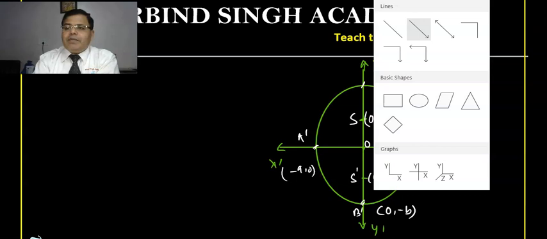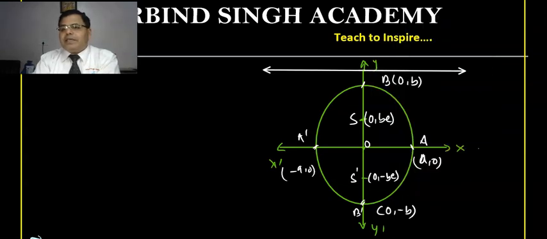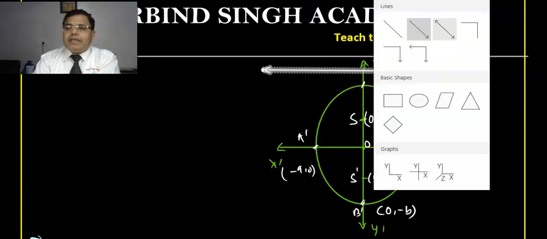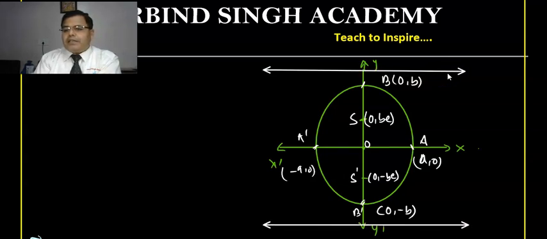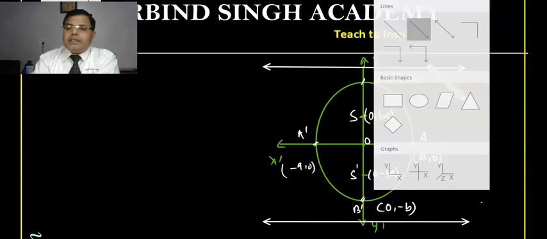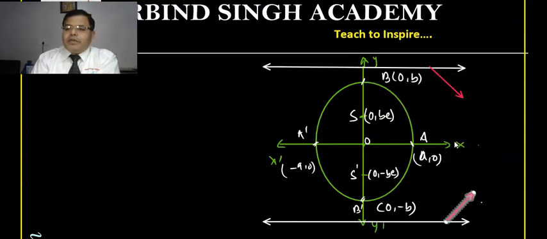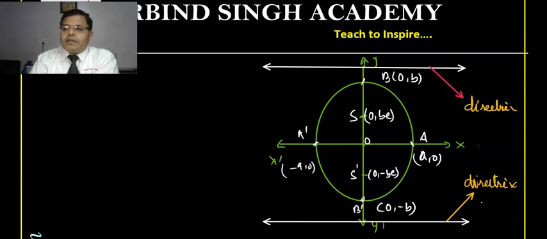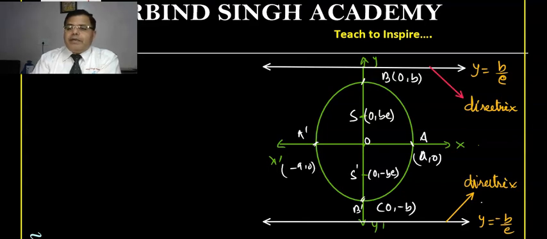Along the major axis there will be directrices as well. The directrices will be like this. These are the directrices, and the directrix equation is y equals b by e, and here y equals minus b by e. Instead of a by e, there will be b by e, and e will also be defined. These two are foci.